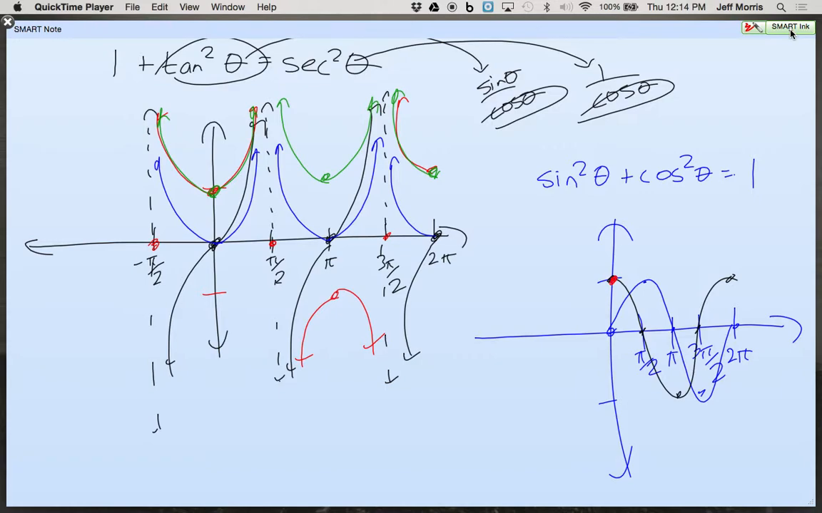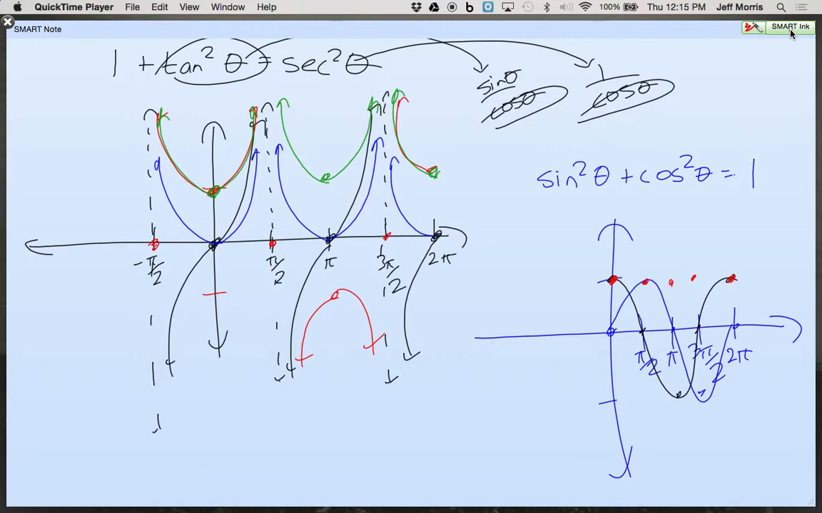1 squared plus 0 squared? 0 squared plus negative 1 squared? 0 squared plus negative 1 squared? 1 squared plus 0 squared? 1. What do you think you're going to get?